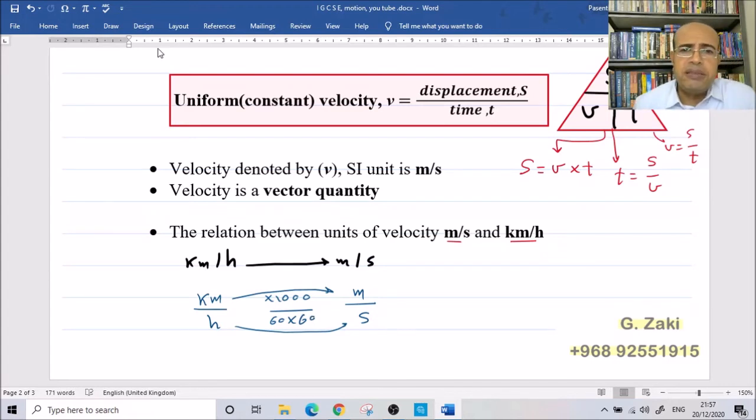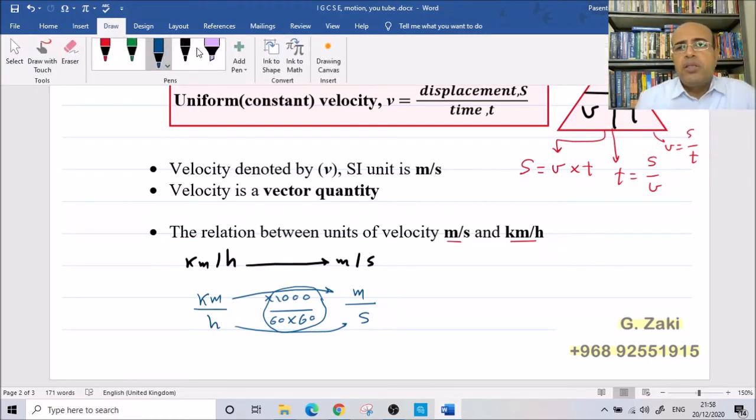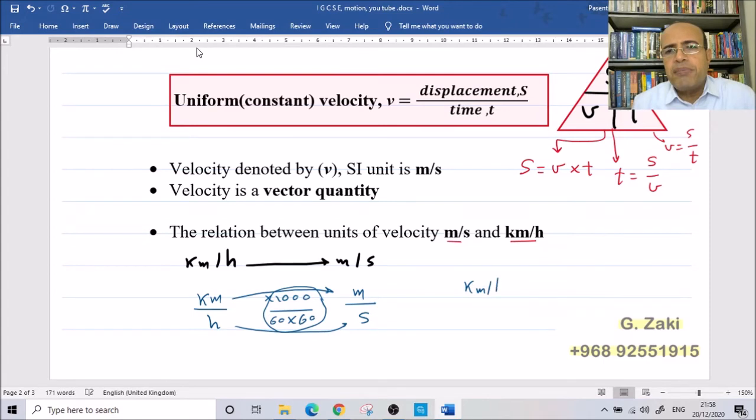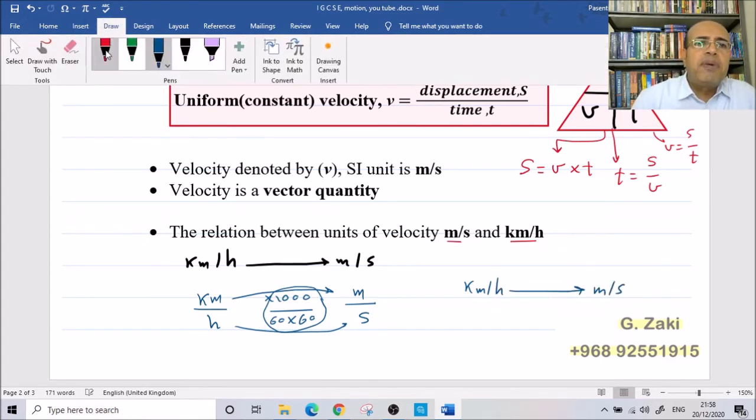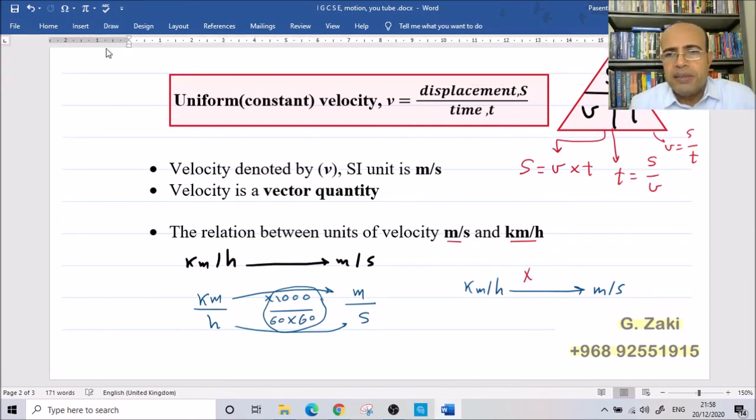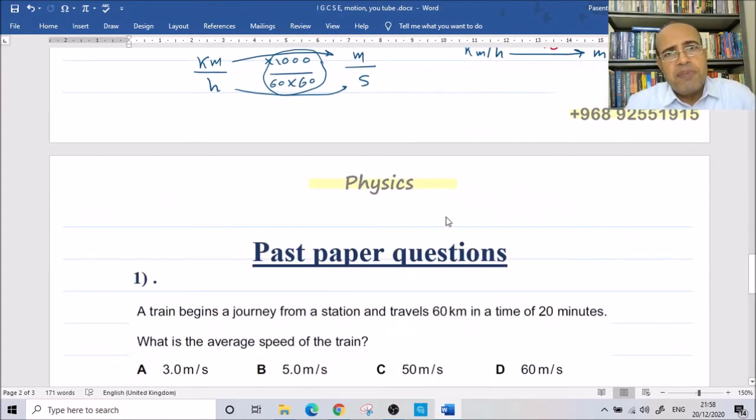If you use the calculator and divide 1000 over 60 multiplied by 60, the answer becomes 5 over 18. Then this is the rule: to convert from kilometer per hour to meter per second, we multiply by 5 over 18. What about the opposite? If we need to convert from meter per second to kilometer per hour, divide by 5 over 18.